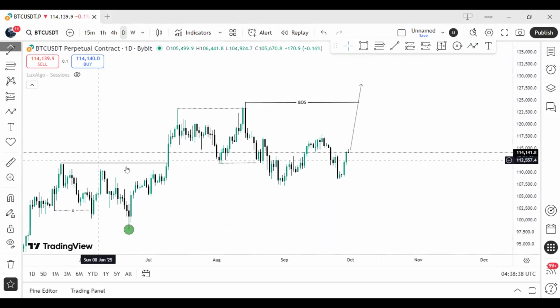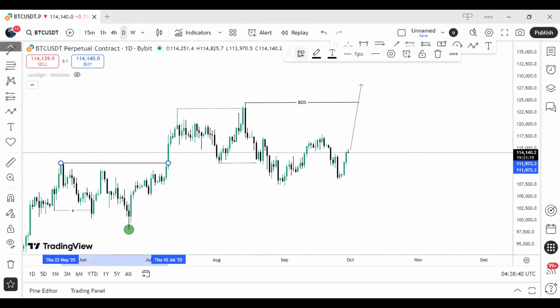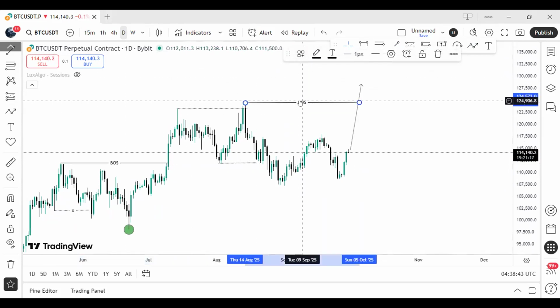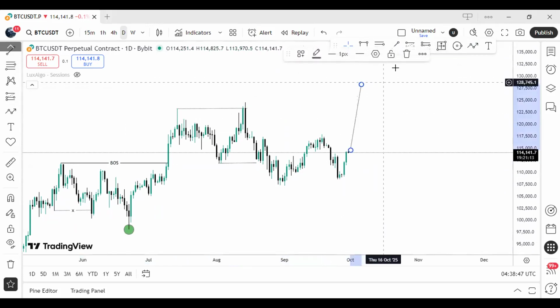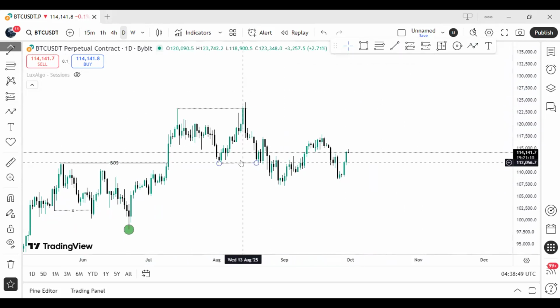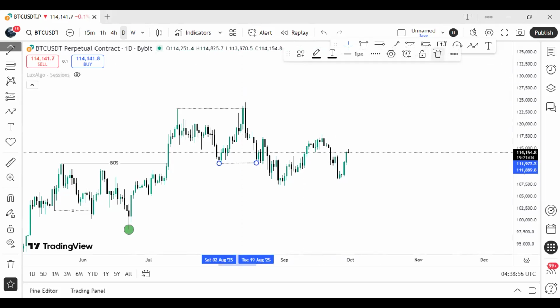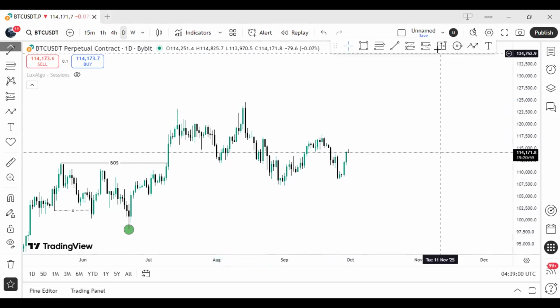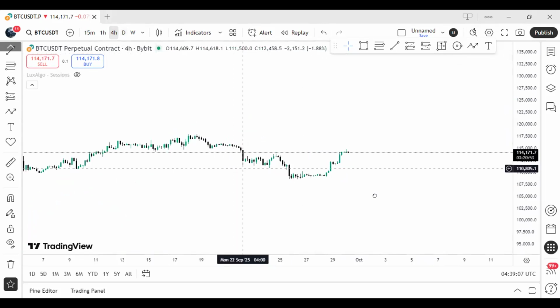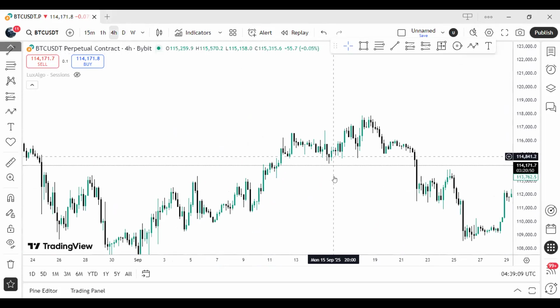But for now, since this is the only valid BOS we have here, we need to make reference to it. Anyway, this is a daily time frame, so we can confirm that this is our buyers on BTC, that the market is bullish. So we can switch to the 4-hour time frame to confirm a bullish.